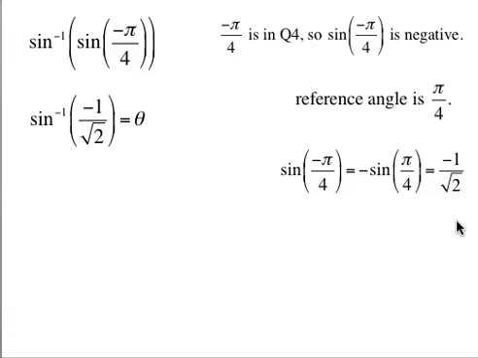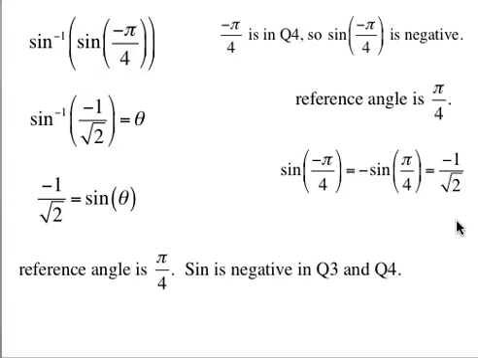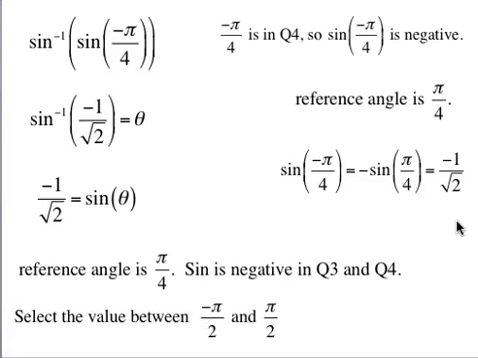So now I have the inverse sine of negative 1 over root 2. Or sine of theta equals negative 1 over root 2. Sine is negative in quadrant 3 and quadrant 4. Reference angle is pi over 4. So what do we get in quadrant 3 and quadrant 4? I want to choose a value between negative pi over 2 and pi over 2.